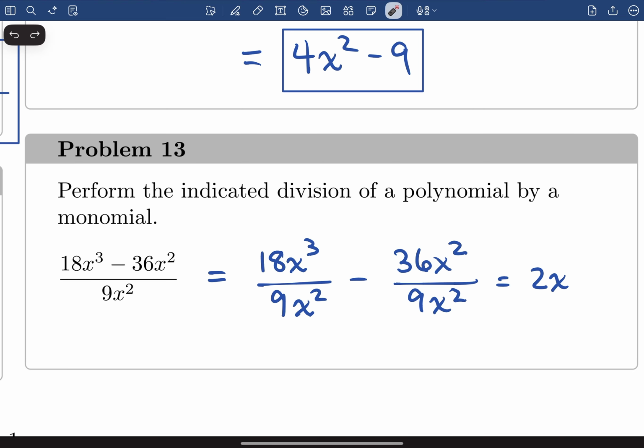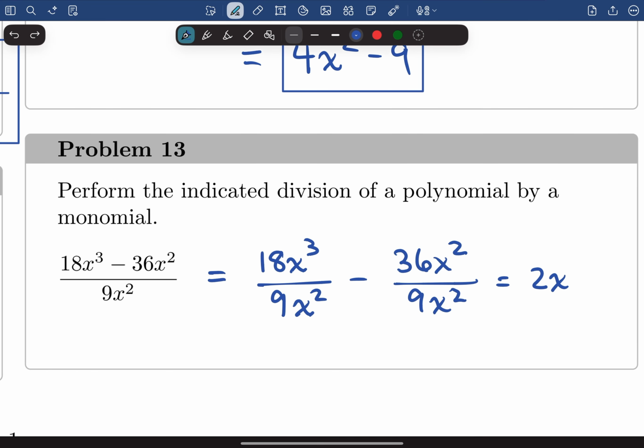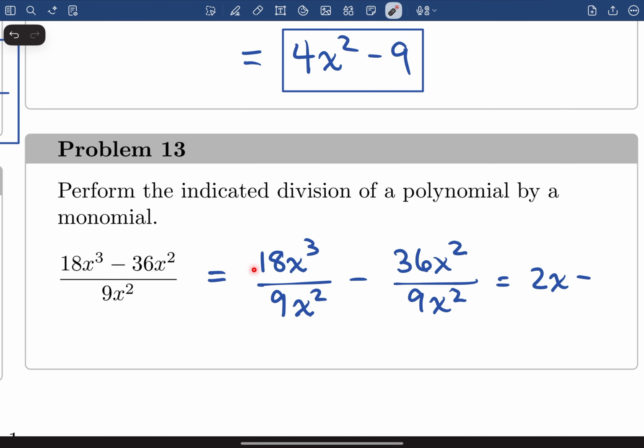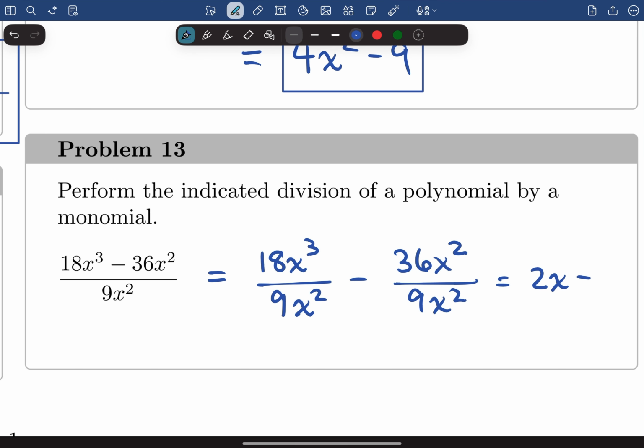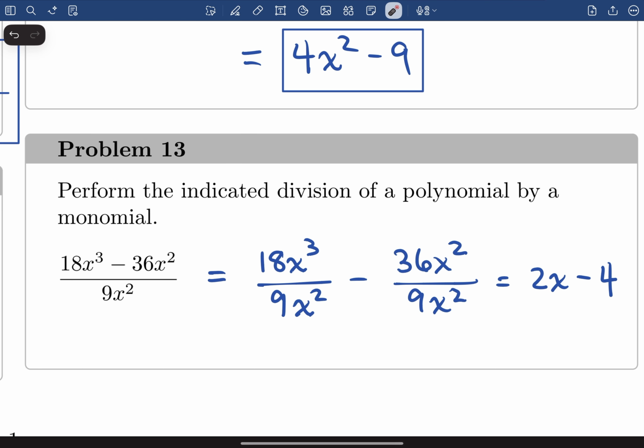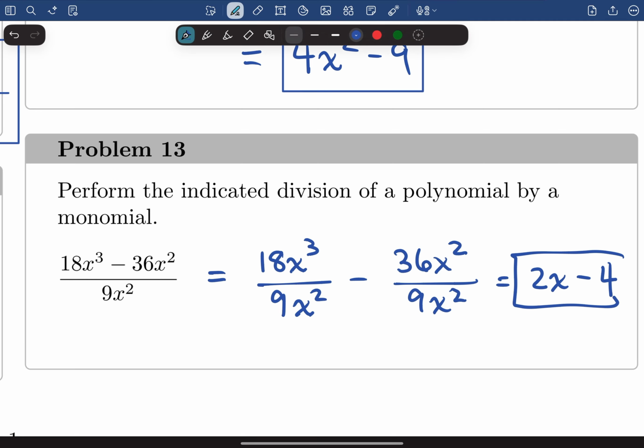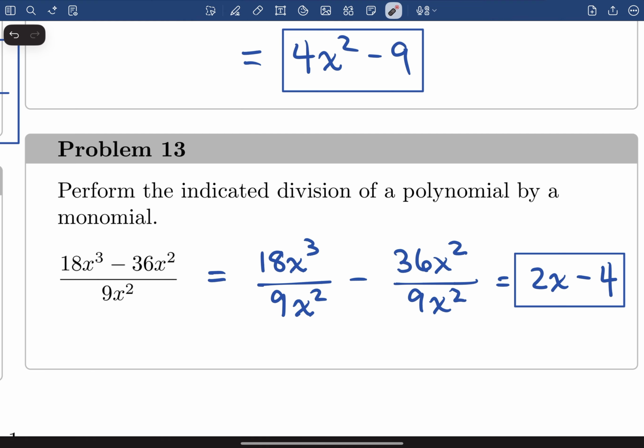And now we move on to the next part. So now I'm done thinking about this. It's 2x, and I move on to minus. And then I think about this: 36 divided by 9. What is 36 divided by 9? Well, it's 4. And then what is x squared divided by x squared? Well, they cancel each other. And so this is my final result: 2x minus 4 is the result of dividing.